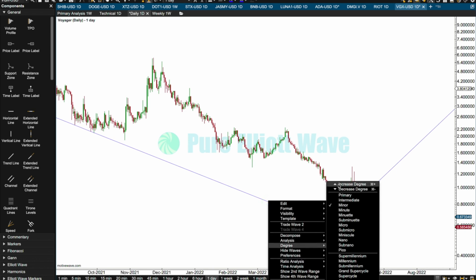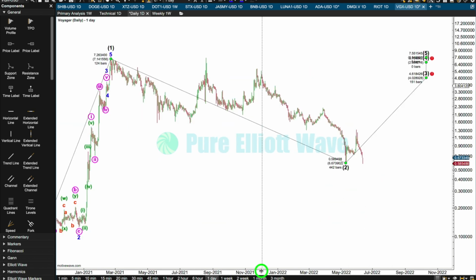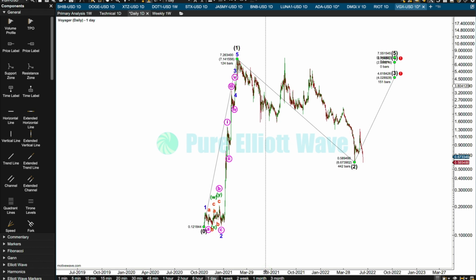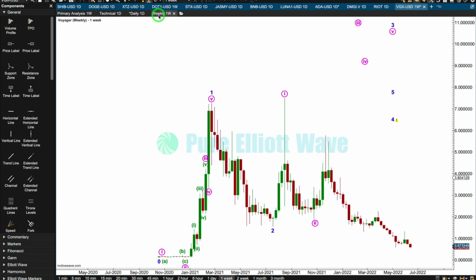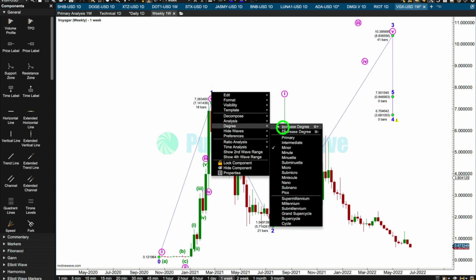Oh, this is one of the reasons I love Motive Wave. Look at that. With 1 click, the whole thing moved up 1 degree. Might even need to move it up another degree. Let's look at the weekly chart though. Let's just move this all up 1 degree here on this chart as well.